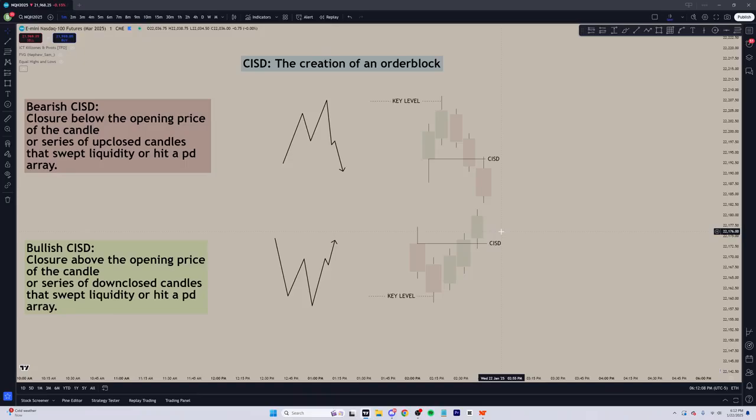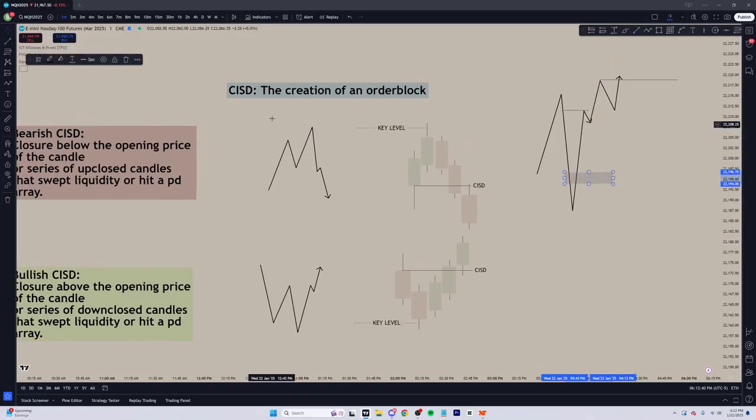I personally like CISDs just because you're usually getting in faster. Usually what happens is you get an inversion. I think I drew this out before, but you usually get an IFEG happening first, and then you usually get a CISD right here, usually around here, and then you'll get a market structure shift, and then you'll get a break of structure up here. So that's usually how it goes.